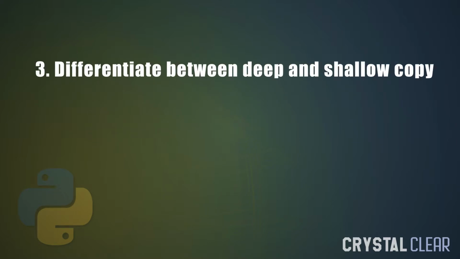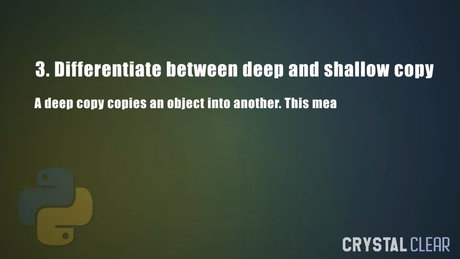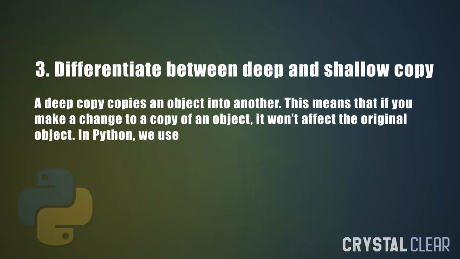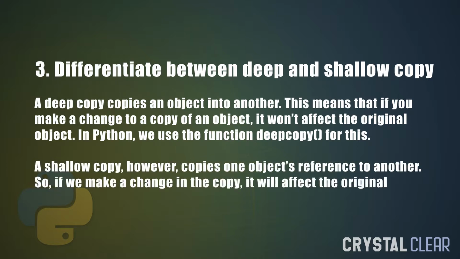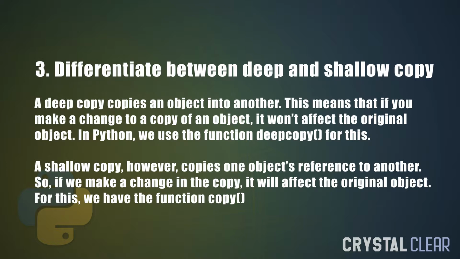Number 3. Differentiate between deep and shallow copy. A deep copy copies an object into another. This means that if you make a change to a copy of an object, it won't affect the original object. In Python, we use the function deepcopy for this. A shallow copy, however, copies one object's reference to another. So if we make a change in the copy, it will affect the original object. For this, we have the function copy.